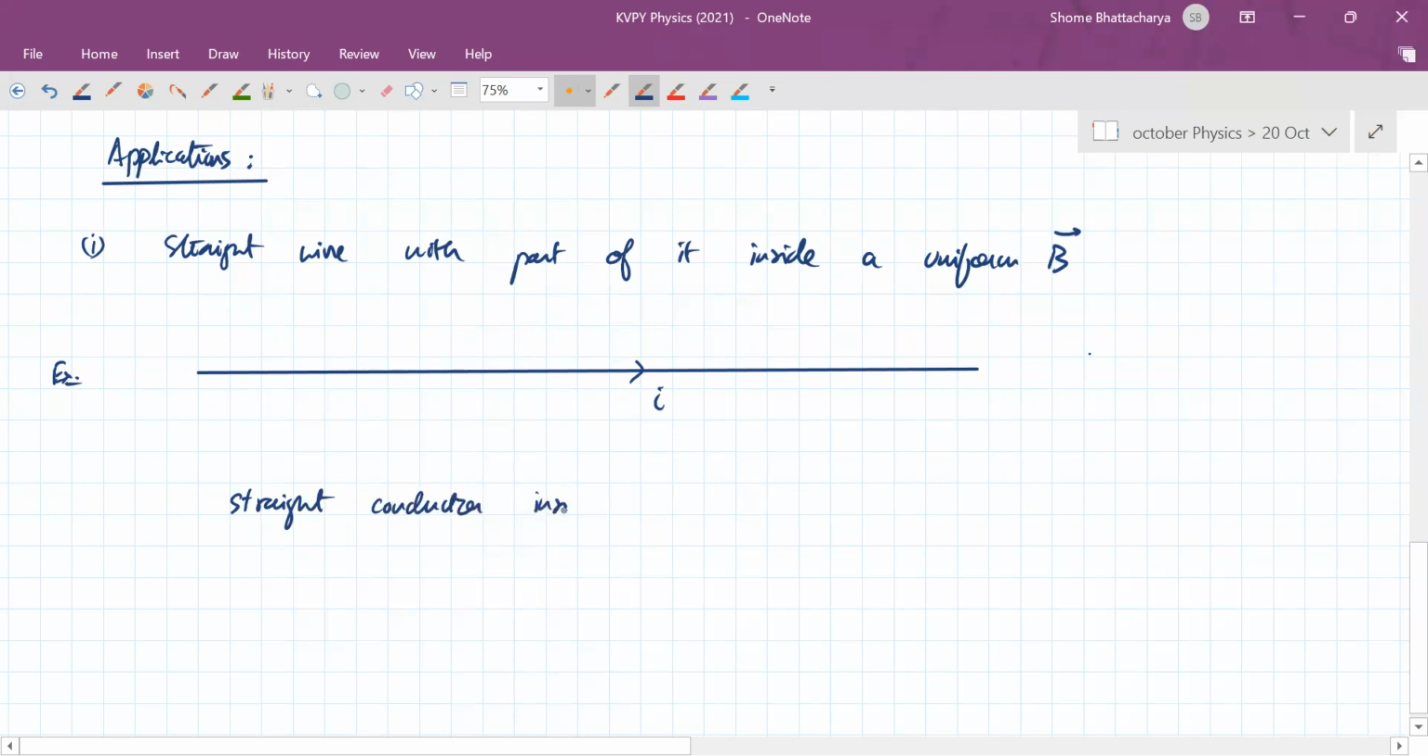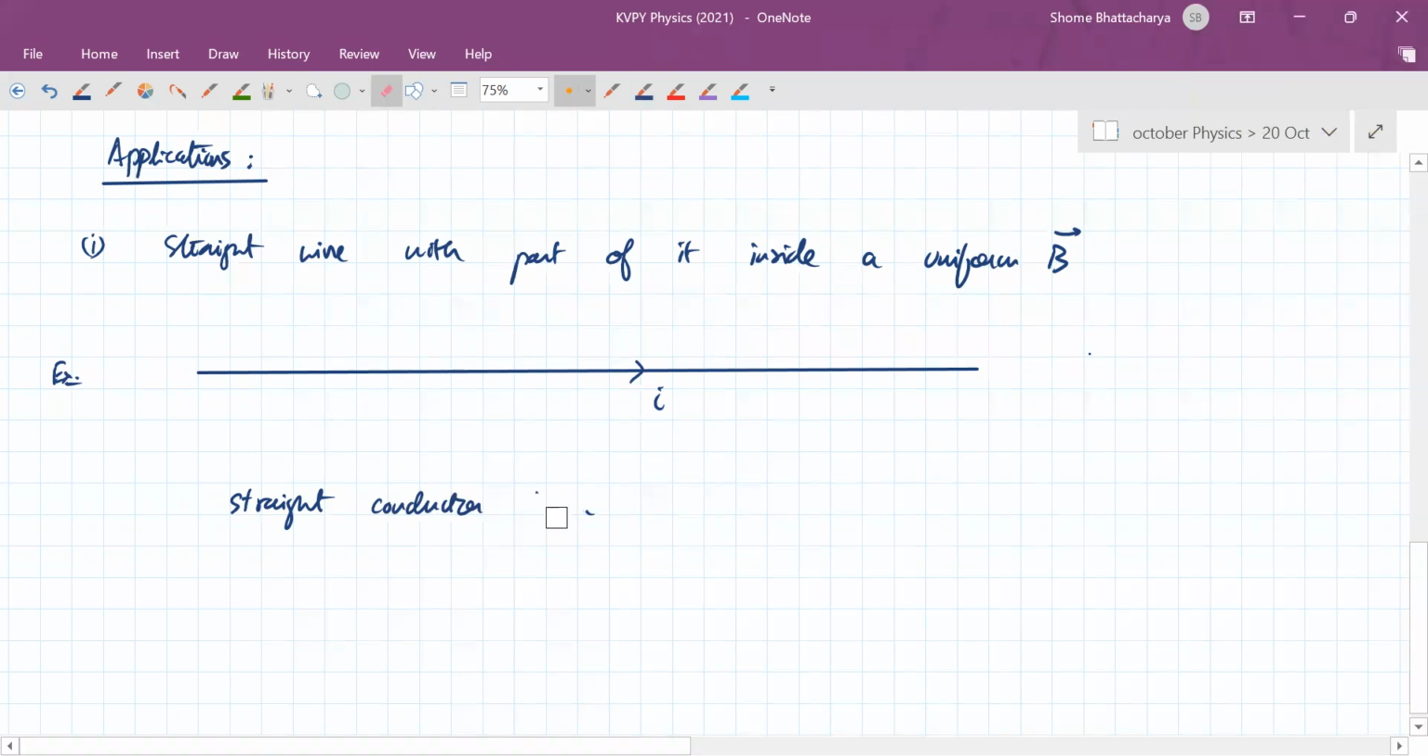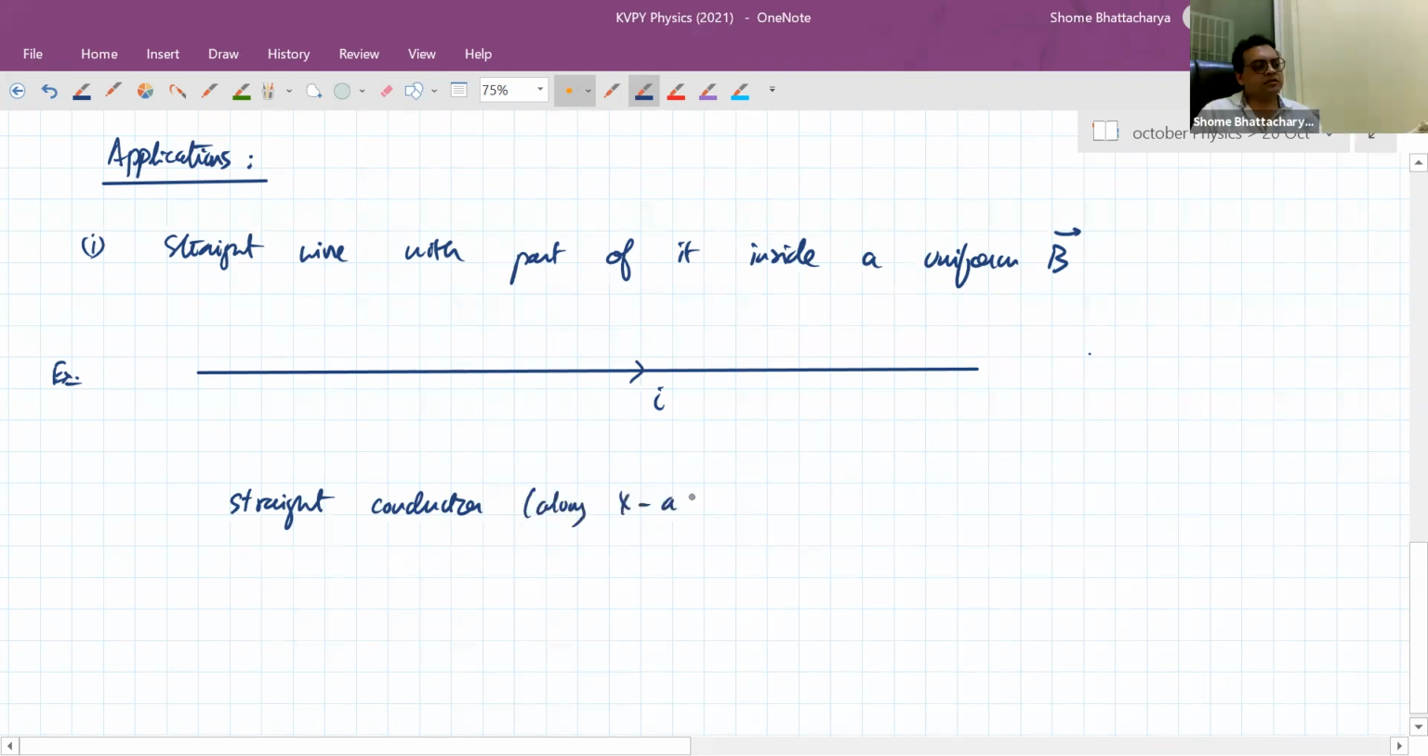This is the application of current element. Yes, sorry. Application for current element, right? Didn't understand your question, but what was it? This is the application for current element, right? This is the application for finding out the magnetic force on a current carrying wire. Yeah. Okay. So straight conductor, let's say along the x-axis.